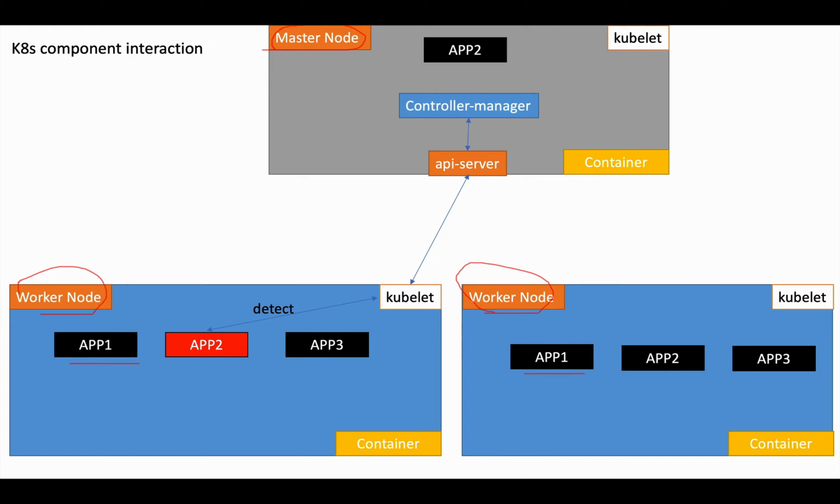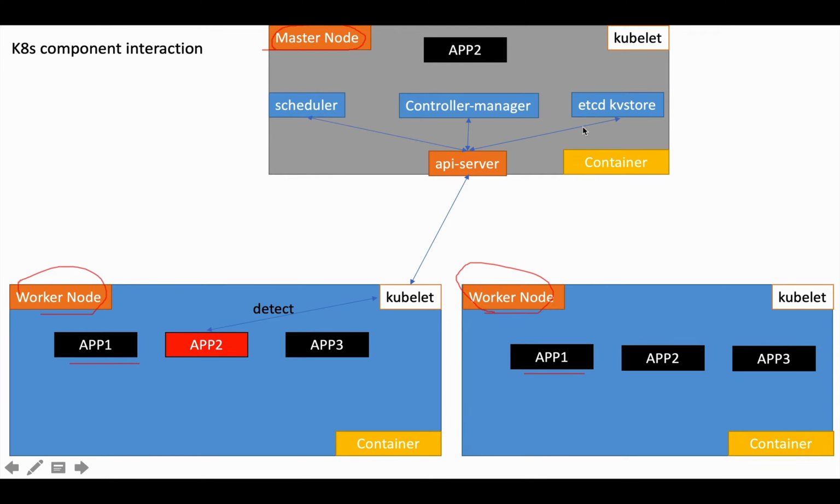And the secretary, the API server, will pass the information to the controller manager. We can consider the controller manager as the CEO of this factory. And they will store all this data in the etcd k8s store. So all the important design information will be stored in the etcd k8s store.